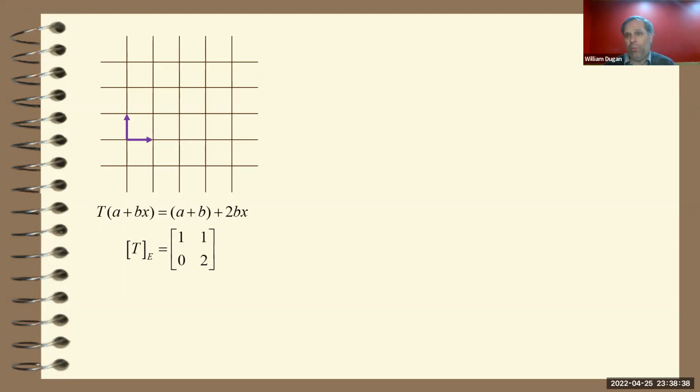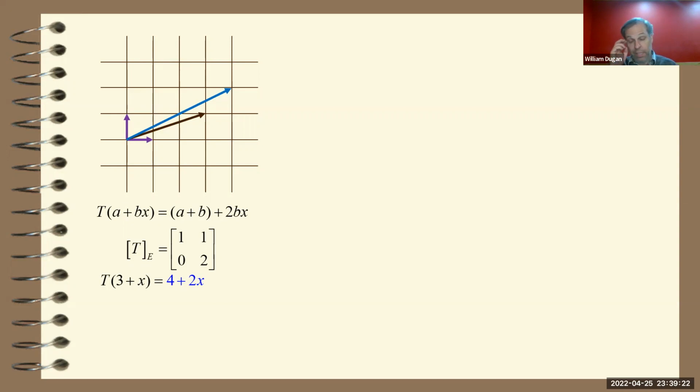So, for example, let's take the image of some vector in this vector space. The vector in the vector space is a polynomial of degree 1. That vector could be 3 plus x. It has coordinates relative to the basis, and those coordinates would be 3, 1. So in the plane, I draw the corresponding vector, 3, 1. Then the transformation, if you use the formula, gives T of 3 plus x is 4 plus 2x. I just drew in the corresponding vector relative to the basis E in the plane, and that would be the vector 4, 2.